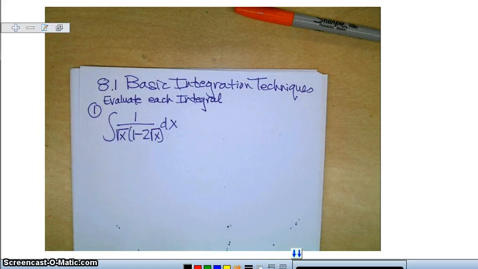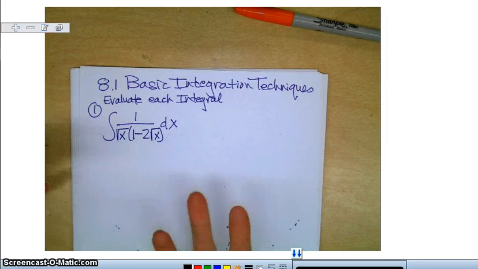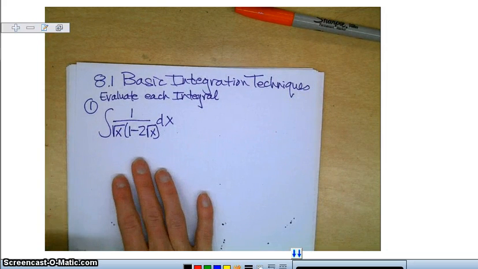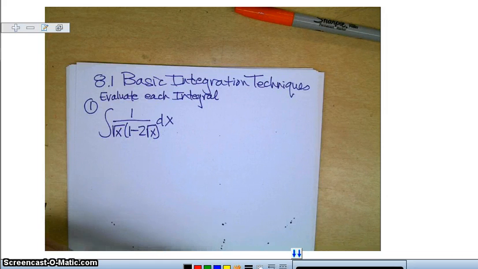Anyway, just so you know, we'll focus on techniques today. I'm not going to focus so much on looking at these formulas in the back. We're going to focus on techniques, how to find this antiderivative. Any ideas to start this?